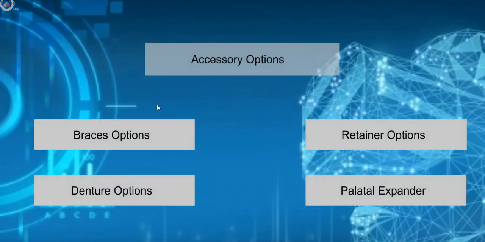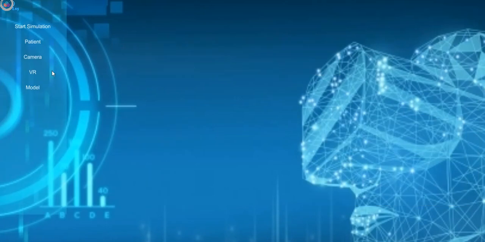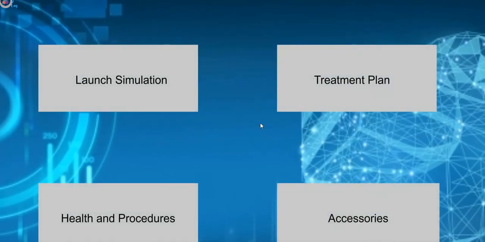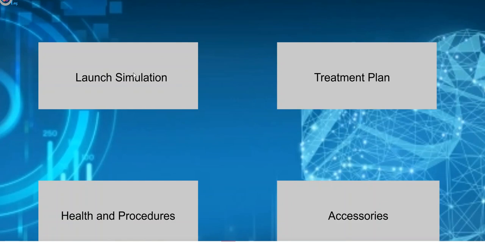Accessory brings you up into different options that we can have for the user, which brings us nicely into our final task here. If we go into VR, go into Advanced Start, it takes you right into Launch Simulation, Treatment Plan, Accessory, and Health Procedures. Now this is a feature that will allow you to skip the short steps that you need to do to get to this phase with each patient, and hop right in and launch a simulation of a patient, pick a treatment plan, and do accessories, health, and procedures.